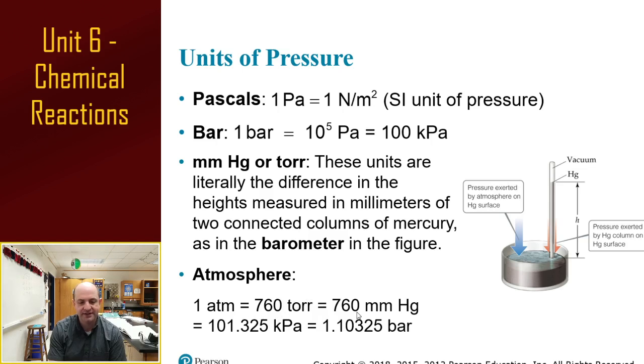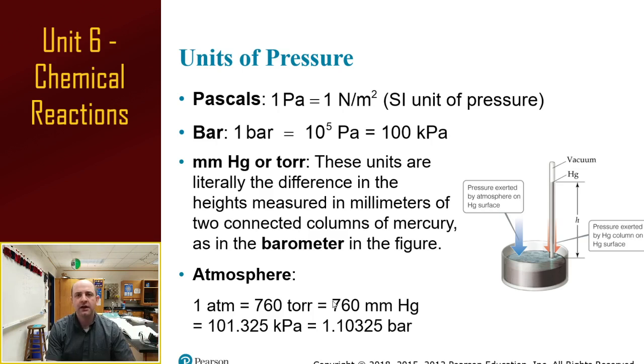Notice here for the 760, there's no decimal point. That's because these are considered exact conversions. One ATM is exactly 760 millimeters of mercury, so there's no limit to sig figs there for calculations. The 101.325, that's 6 sig figs. That's an approximation. All right, so we can convert between them.